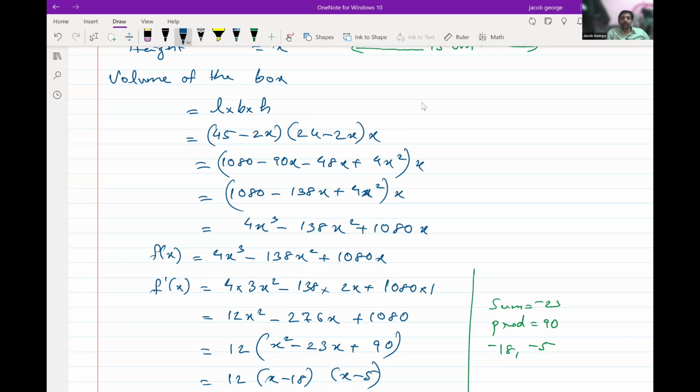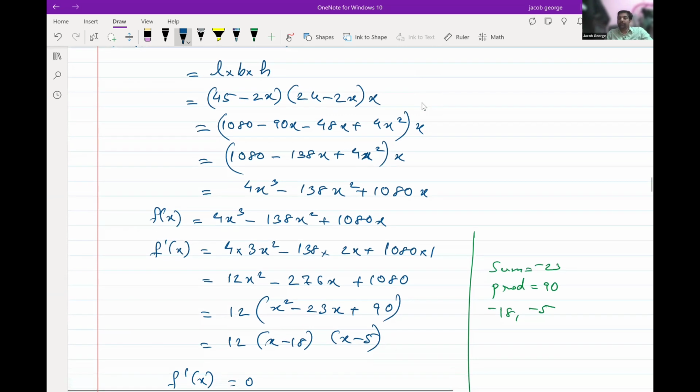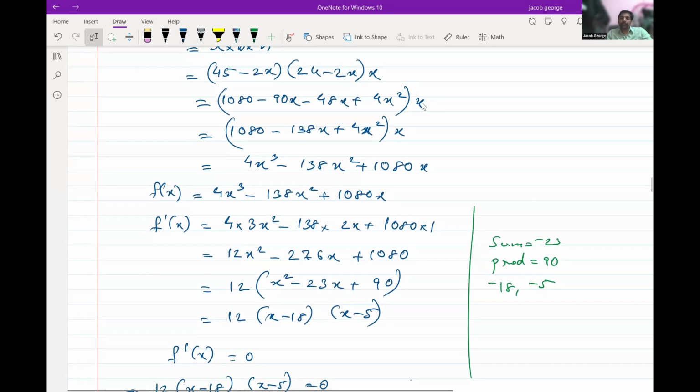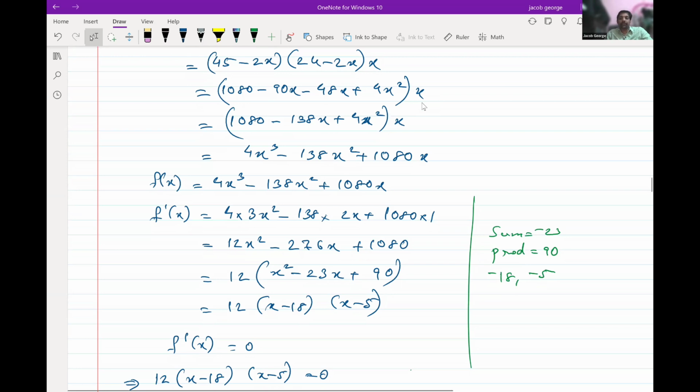So the derivative, then taking 12 outside, then we have to factorize it. Sum is minus 23 and product is 90. What are the numbers? Minus 18 and minus 5, right? So when you factorize, we get x minus 18 into x minus 5. When the coefficient of x square is 1, we don't have to write the detailed splitting middle term. We can write it directly. So this is f dash x. Yes, finished till here, f dash x.